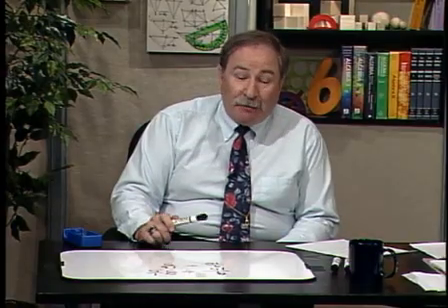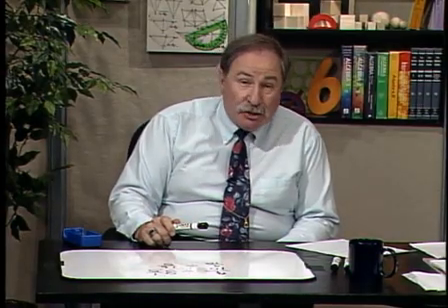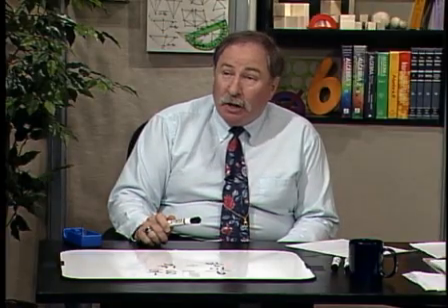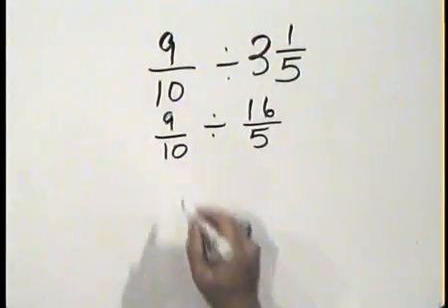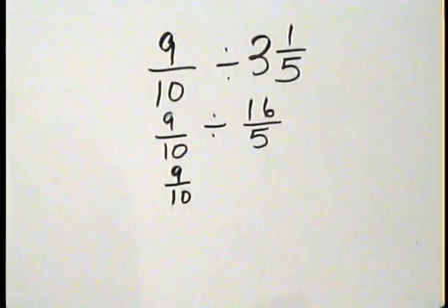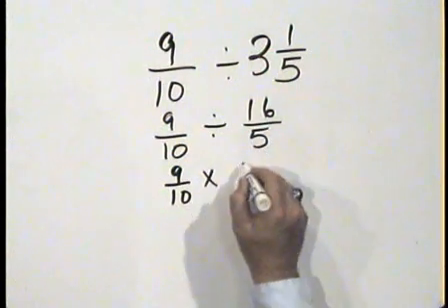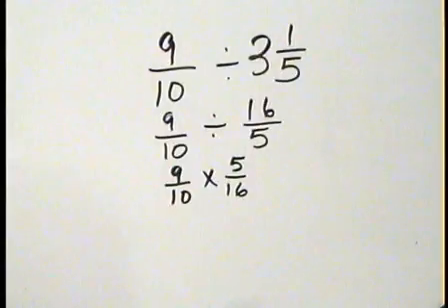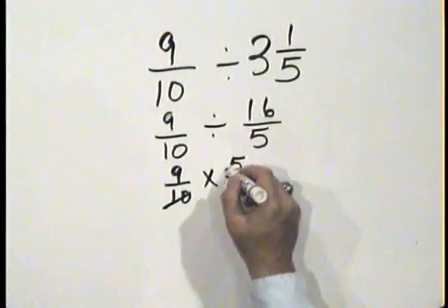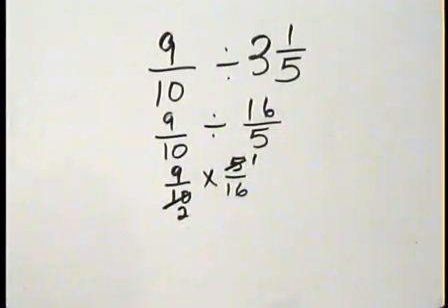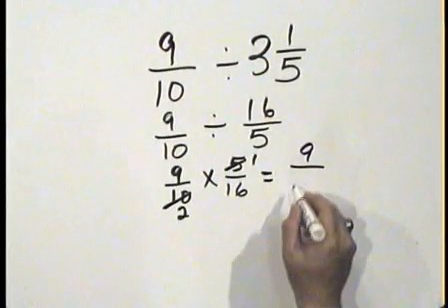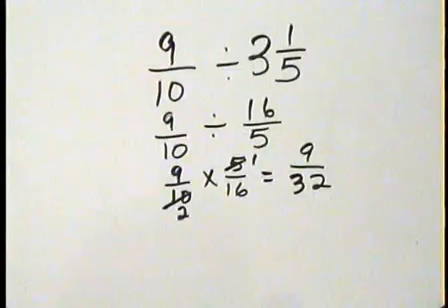The next step after changing the numbers to fractions is remembering that dividing by a number is the same as multiplying by its reciprocal. So 9/10 we leave alone. Dividing by 16/5 is the same as multiplying by 5/16. Okay. We can cancel. Not the 9 and the 16, but the 10 and the 5 can be divided by 5. We multiply. 9 times 1 is 9. 2 times 16 is 32. And our answer is 9/32.